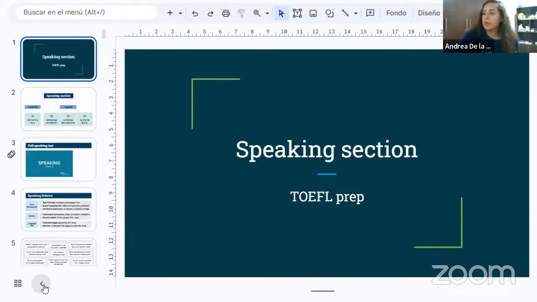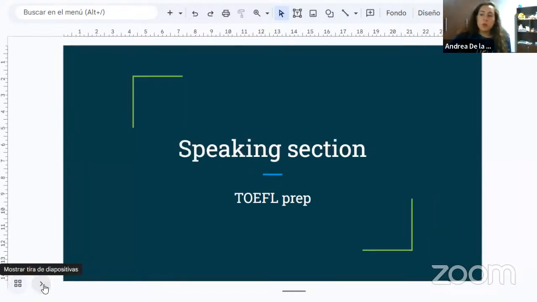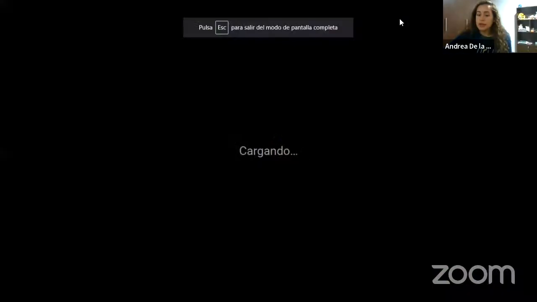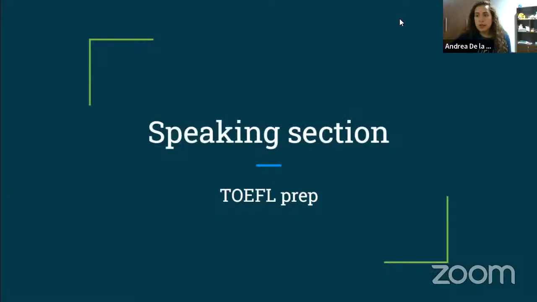So, the speaking section, as you probably know, is the third section of the test. It's over 30, just like the other sections. And, well, it's the only section that has remained unchanged. That means that no matter when you take the test, it'll always be the same. It lasts 20 minutes, approximately. So it's the shortest section in terms of time, okay?